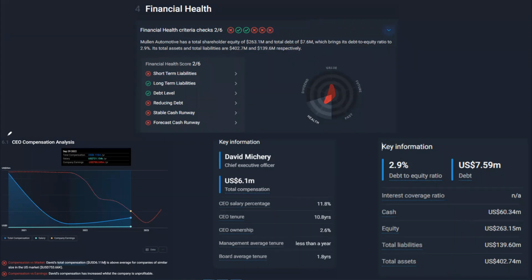If you take a look at the CEO compensation analysis, what we can see is that the CEO's compensation has actually been going up and increasing as company earnings have been going down, which is pretty interesting to see. And they have that here as a red flag on Mullen. David's compensation has increased while the company is unprofitable, and his total compensation is above average for companies of similar size in the U.S. market. And you can take a look at the key information of that right here. We also talked about the debt to equity ratio being at 2.9%. So, that's not terrible right there.